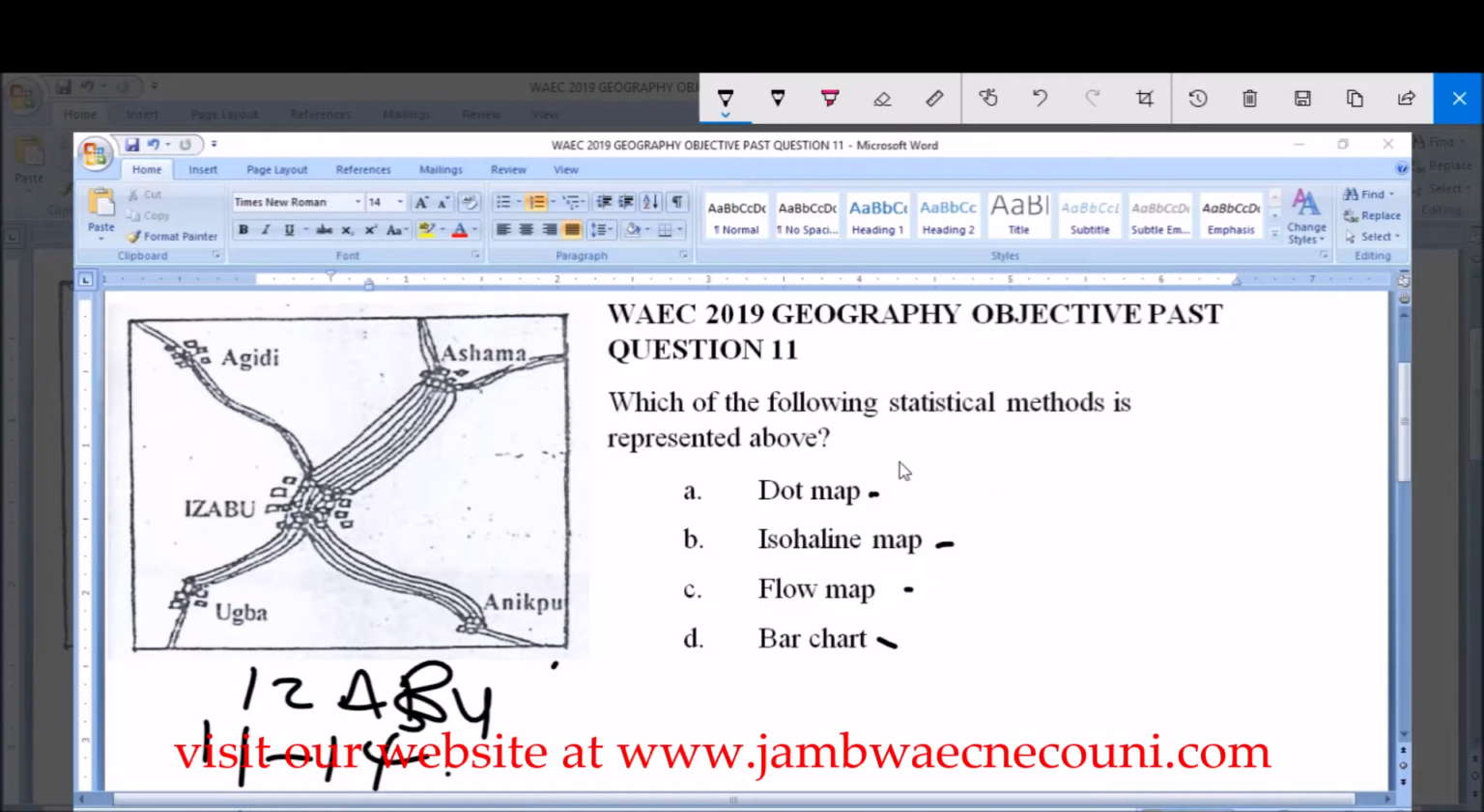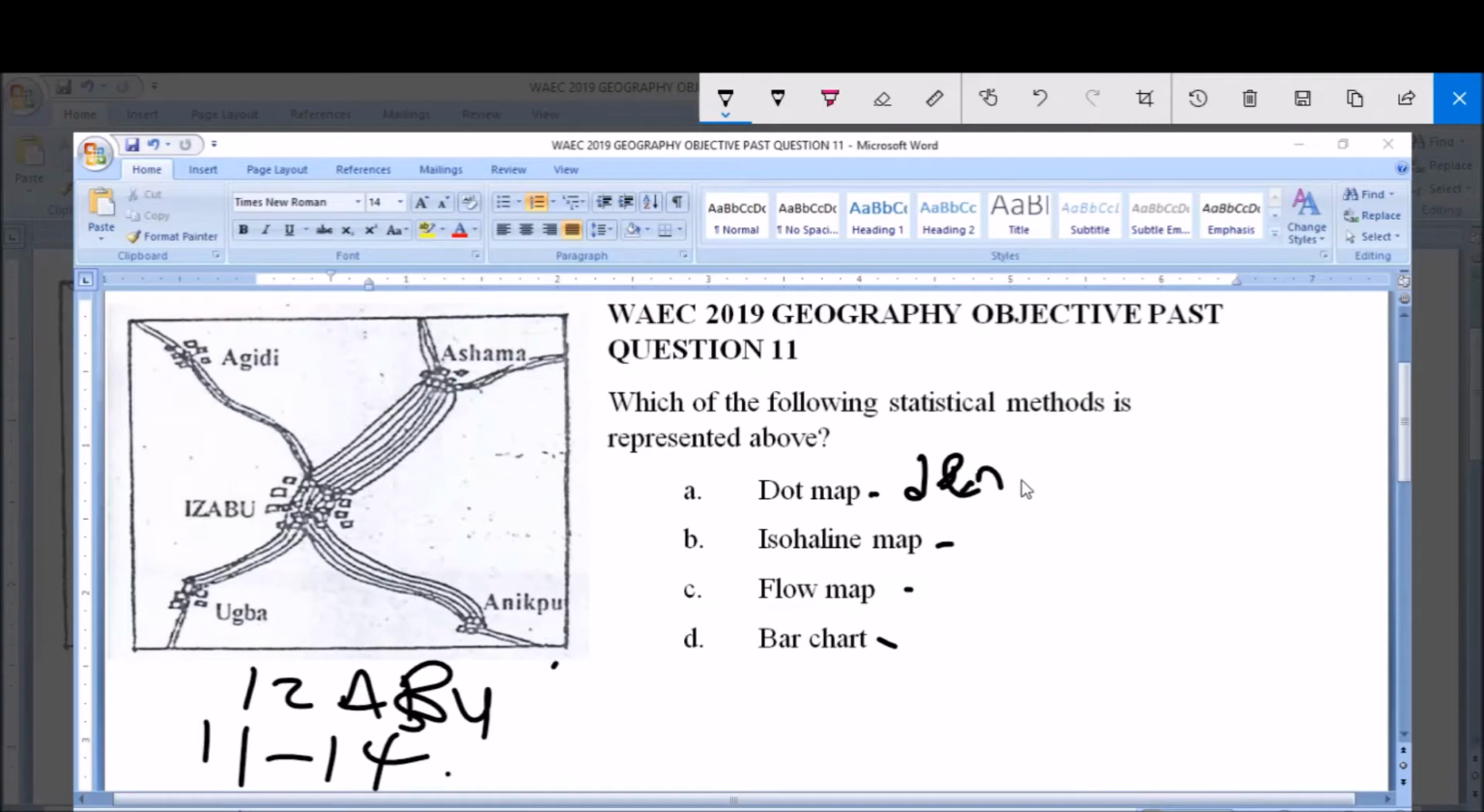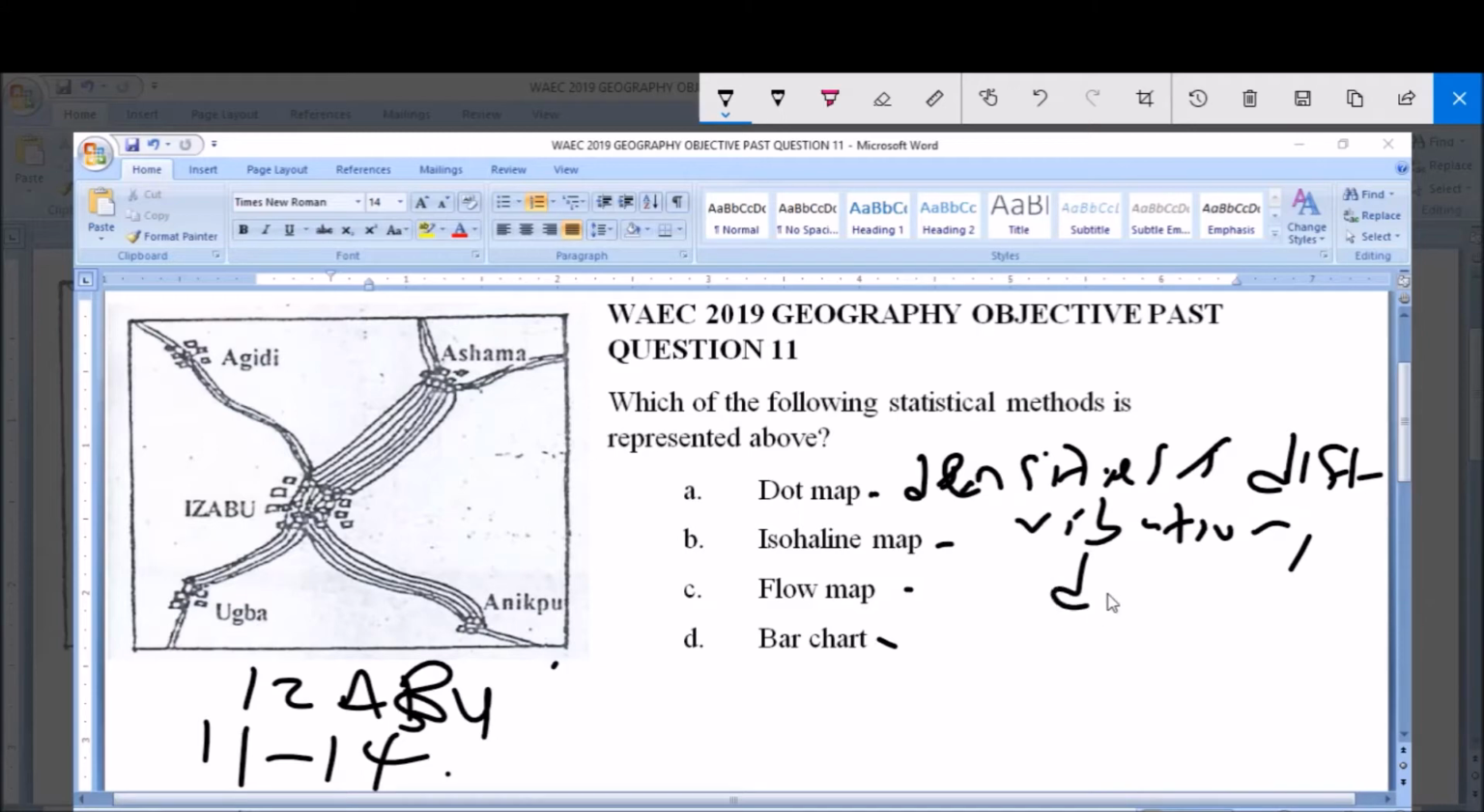Now, a dot map is used to illustrate densities and distribution of people using dots, and each dot has a value of a certain number. So one dot, for example, could be equal to, say, 5,000 people. So that's what a dot map is.